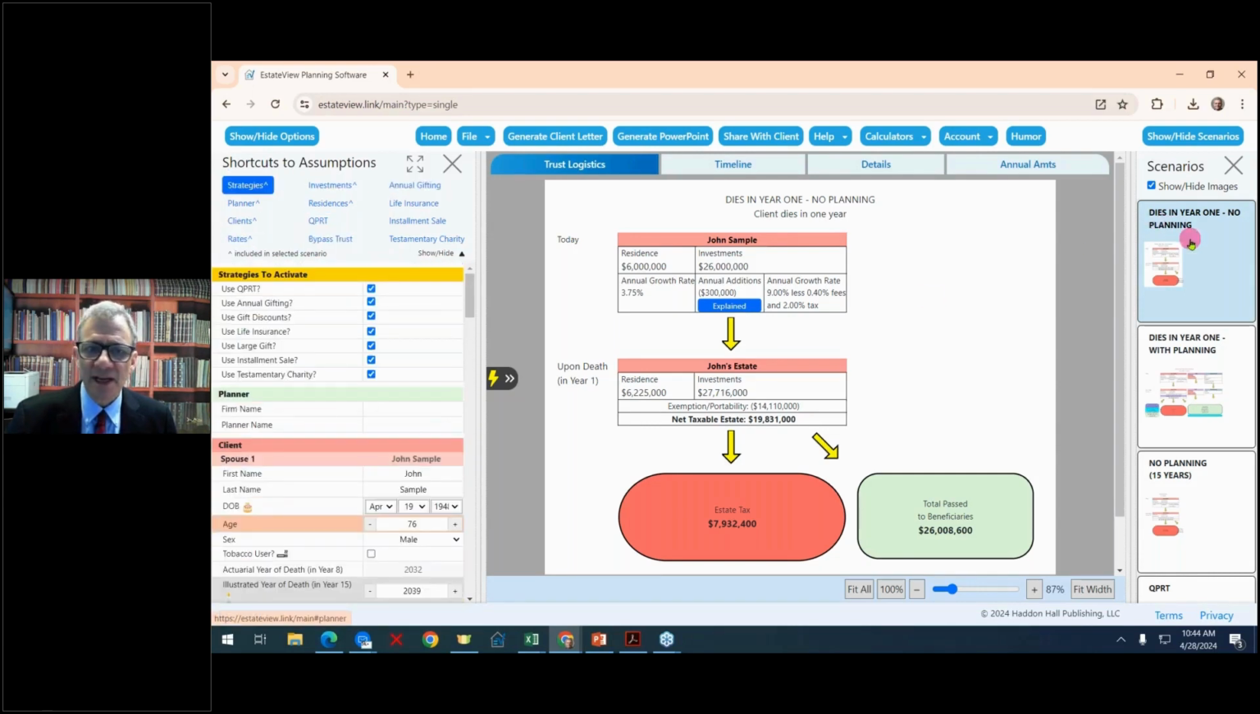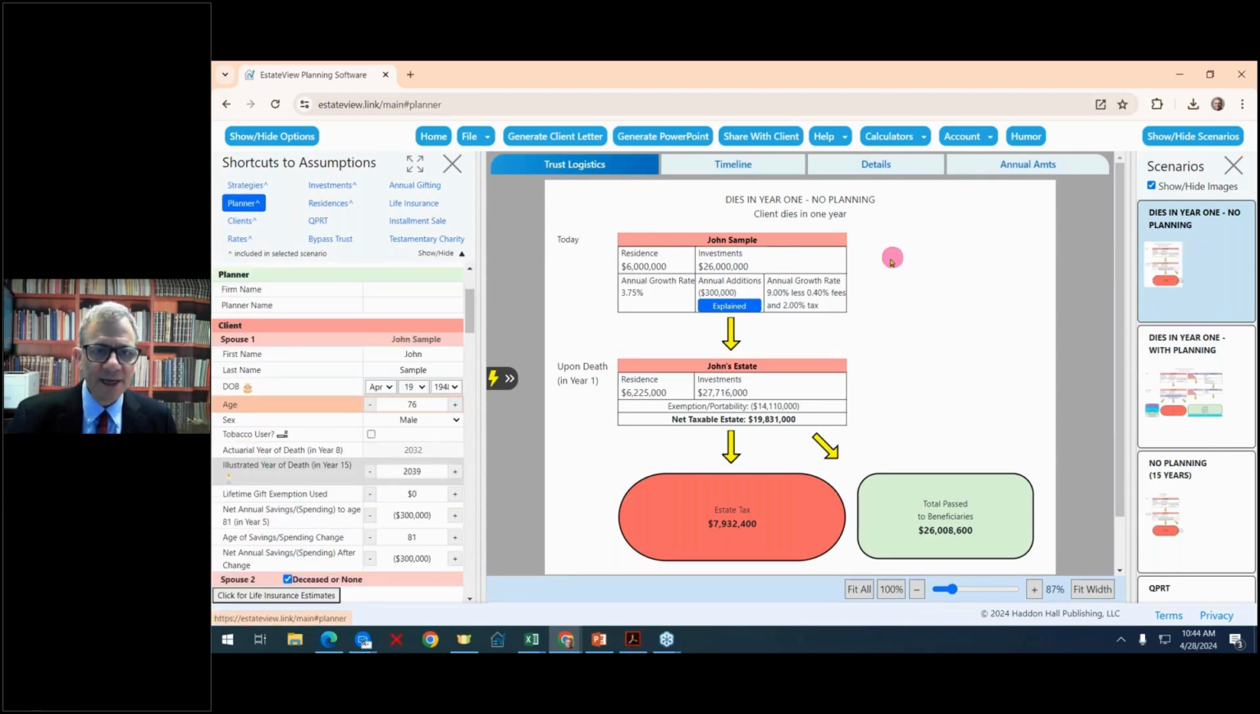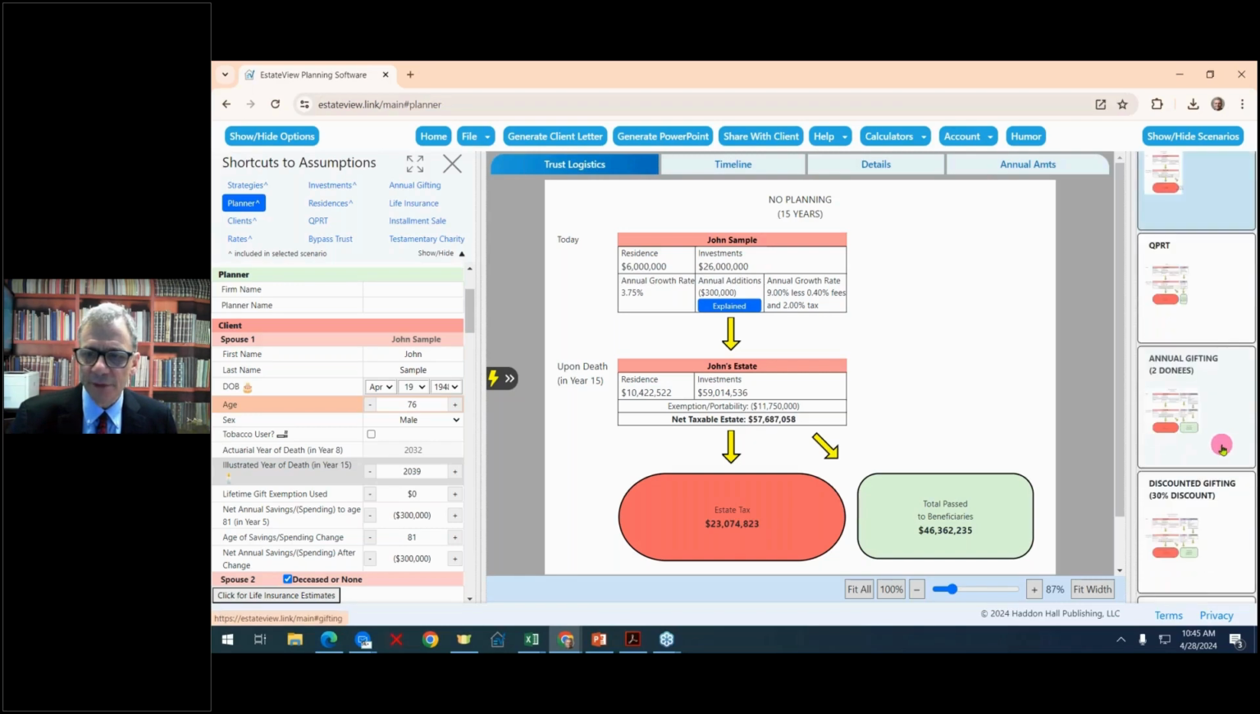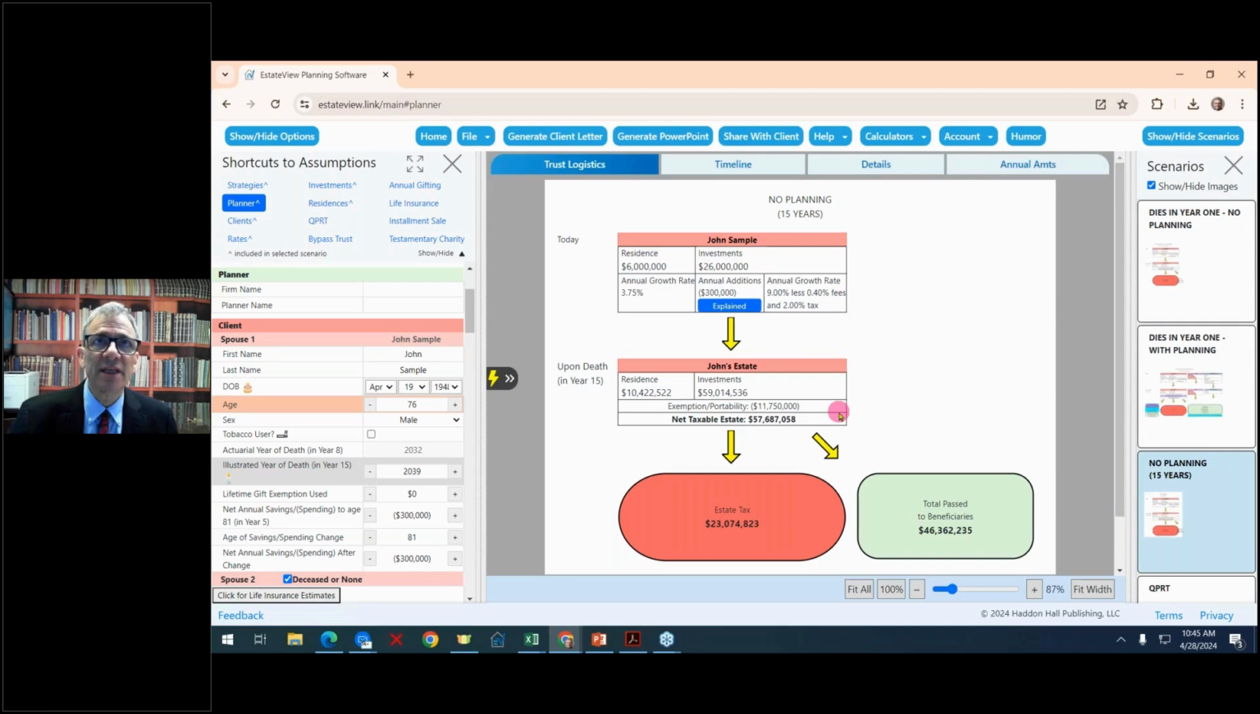On the right-hand side, I can click on dies in year one without planning, and I see value of assets today, and on death in year one, and an estate tax of $7,900,000. But if no planning for 15 years, I click on the right-hand side, no planning for 15 years. Now, because of growth, you see a much larger estate and a much larger estate tax of $23,000. So how specifically can this work out for your clients?